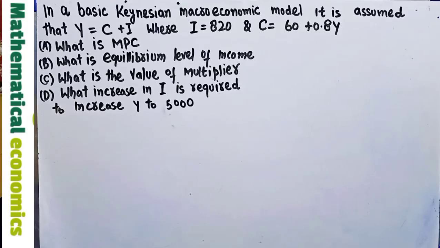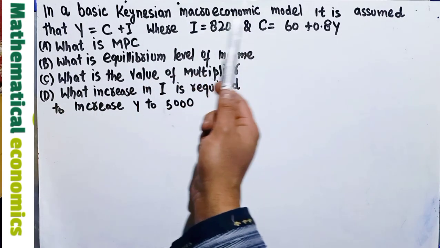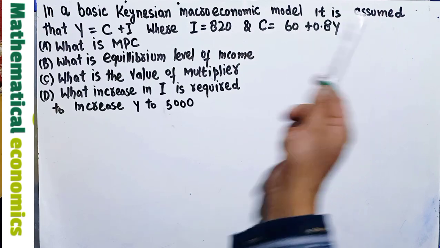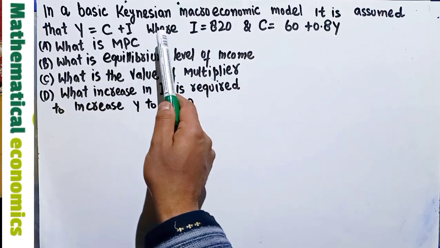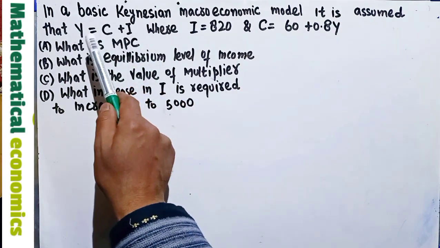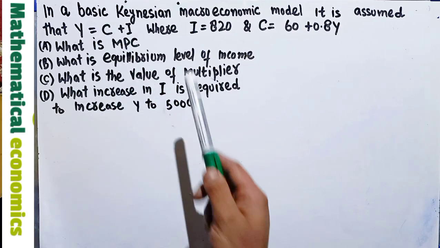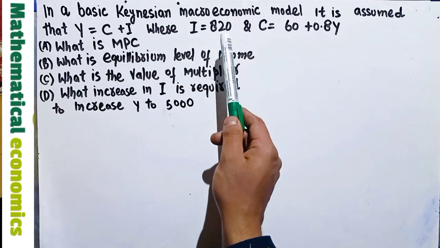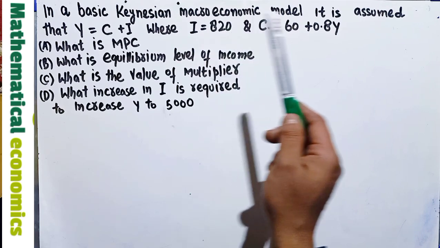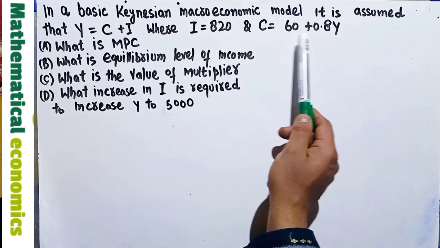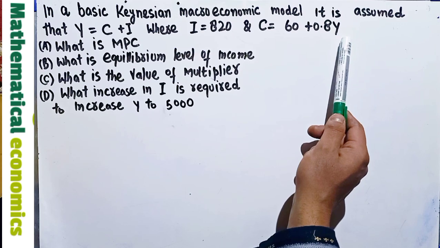Let us solve a question on the determination of equilibrium level of income and the value of multiplier. The question is, in a basic Keynesian macroeconomic model, it is assumed that Y = C + I. That means total income is equal to consumption expenditure plus investment expenditure, where investment is given to us as 820 and the consumption function is 60 + 0.8Y.